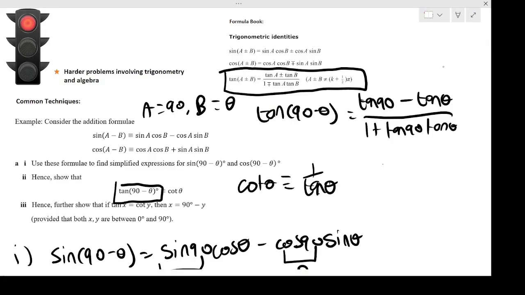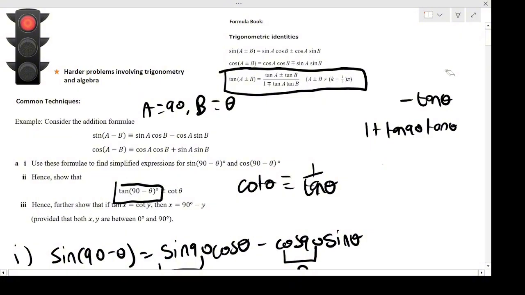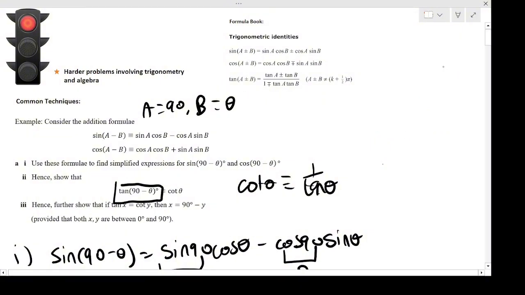But that would still be perfectly defined, right? This will be defined as long as theta isn't 0, because then 90 take away 0 is 90 and tan 90 is undefined. But usually theta won't be 0 anyway, so the formulas are fine. Anyway, I just wanted to go over that. So hopefully you're happy that ultimately tan 90 minus theta goes to cot theta there.